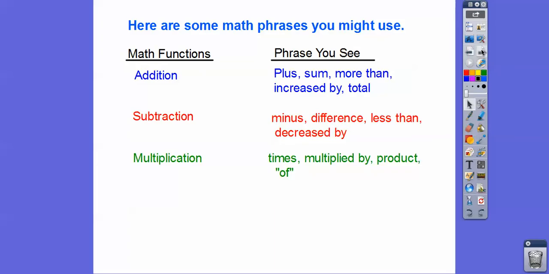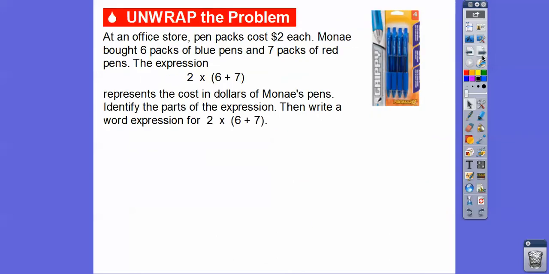Multiplication is times, multiplied by. Product is the one that we use mostly, and then of. The word of means multiply in math. Okay, and division: divided by, divided into. Quotient is our magic phrase that we use for division.